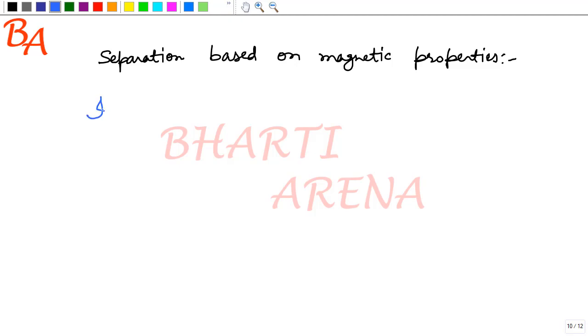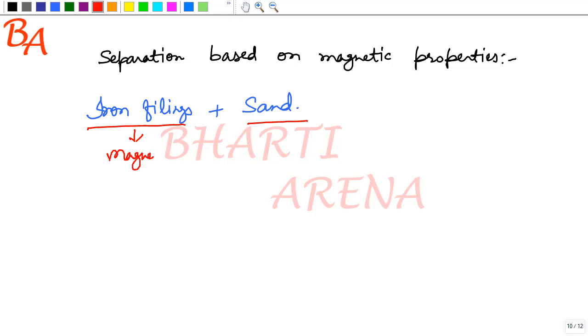Suppose there is a mixture of iron filings plus sand. There is a mixture of these two, that is iron filings and sand. One thing that is notable here is that the iron filing is a magnetic substance and the sand is a non-magnetic substance.